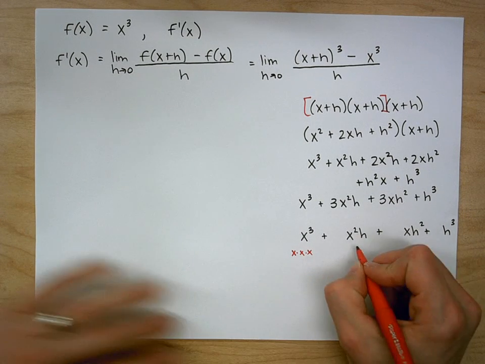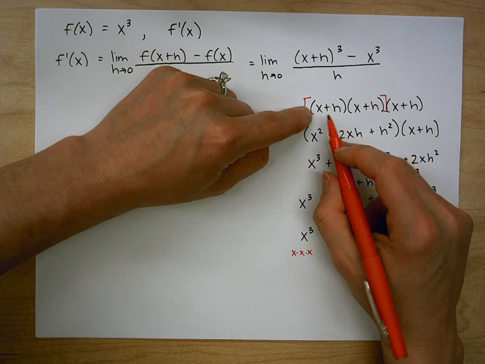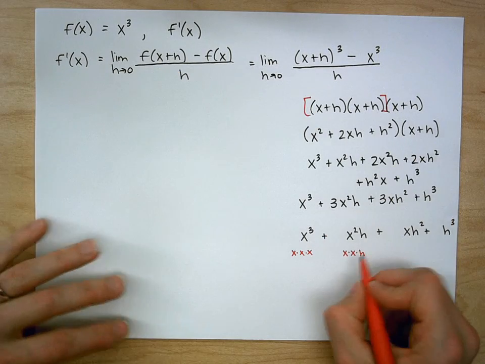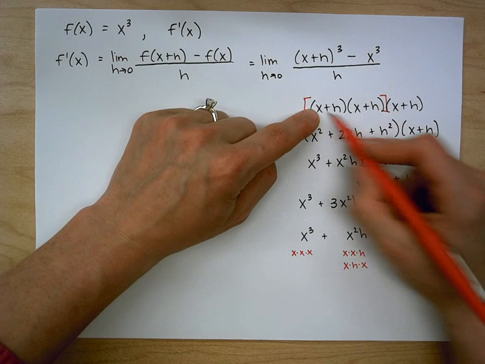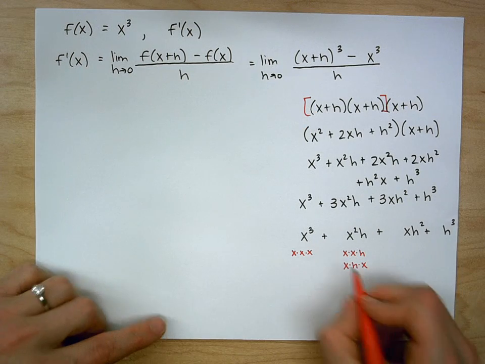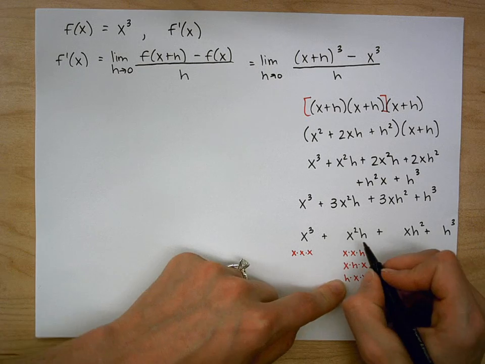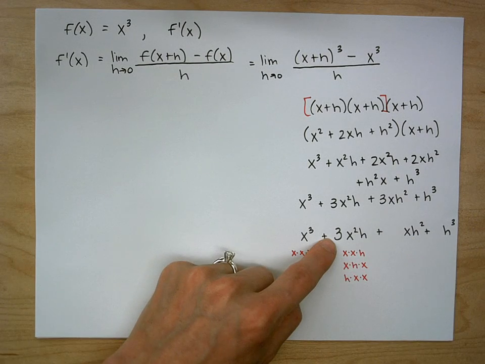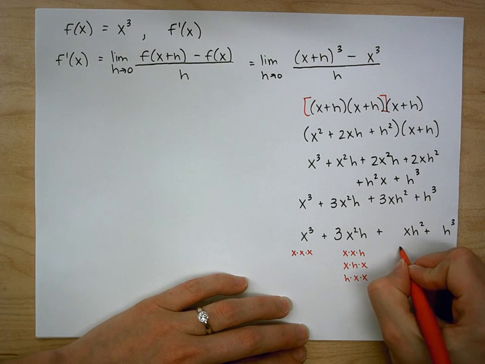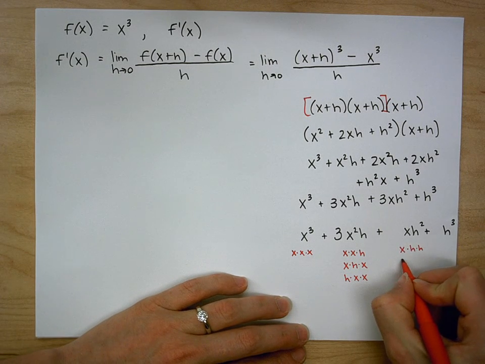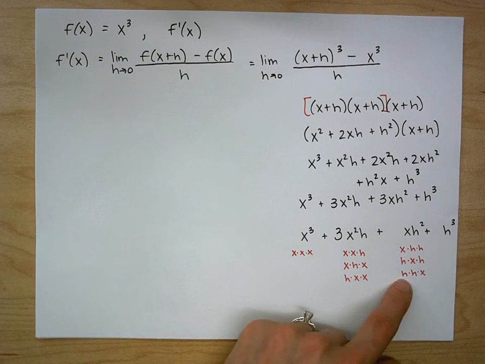An x squared h, well, let's see, I could have an xxh. That would be like taking this x times this x times this h. I could also have an xhx. That would be like taking this x times this h times this x. And I could also have an hxx. That looks like the only 3 possibilities there. So my coefficient is a 3. 3 different ways of making an x squared h. Here, this is going to be really similar. I could have an xhh, an hxh, or an hhx. 3 different ways.